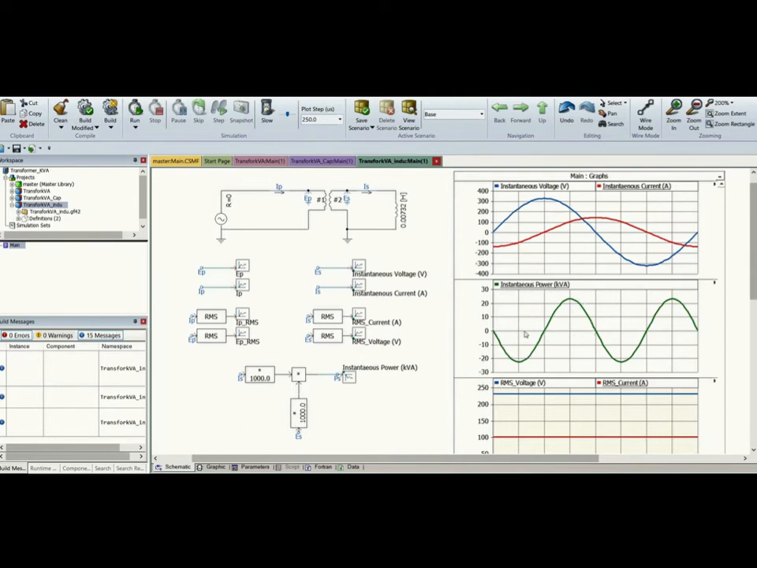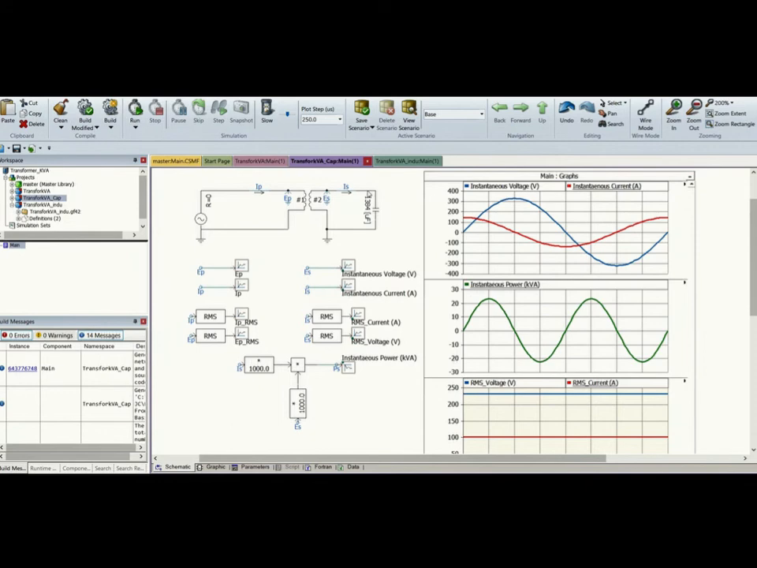The RMS voltage and current are shown in the graph below. The RMS current is 100 amperes, which is equivalent to the resistor case. So even the resistor is drawing 100 amperes RMS current. Now let's replace this inductor with a capacitor and see. Let's run the simulations.